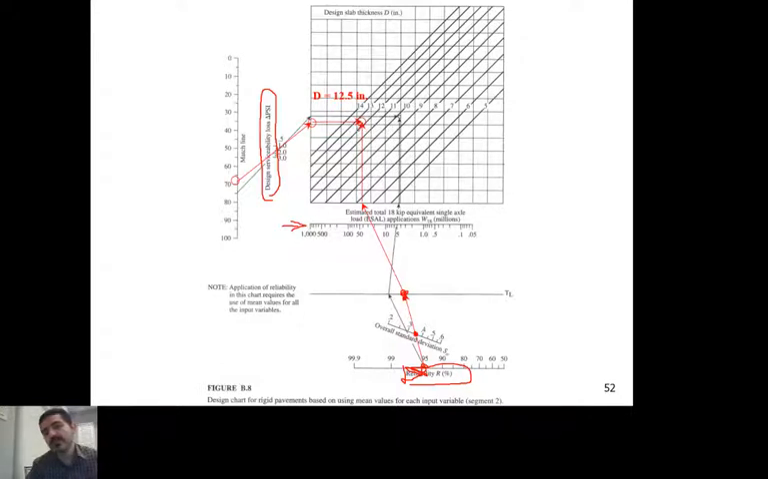What does this point really represent? Or what do these lines represent? This line represents the design slab thickness. What's the thickness needed really for this structure? So the thickness here in reality is 12.5 inches. We need 12.5 inches. Now you're going to ask yourself, what did we assume?